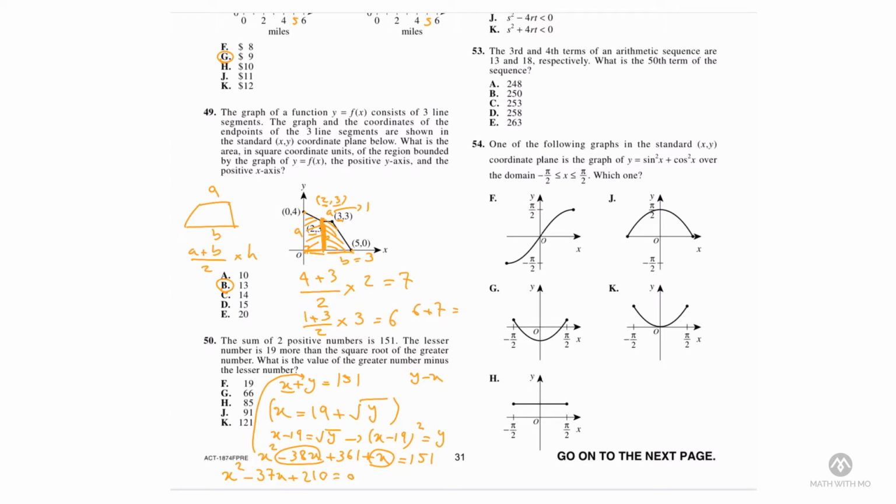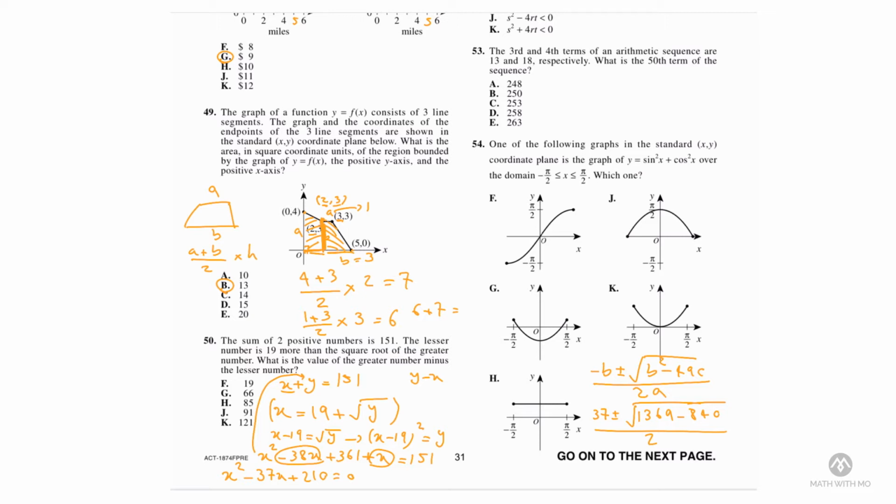Now I use the quadratic formula. What was the quadratic formula? It is minus b plus or minus the square root of b squared minus 4ac, over 2a. So minus b here is 37 plus or minus the square root of b squared, which is 37 squared. 37 times 37 is 1369, minus 4 times a times c. 4 times 1 times 210, which is 840, over 2a. 2 times 1, which is 2.